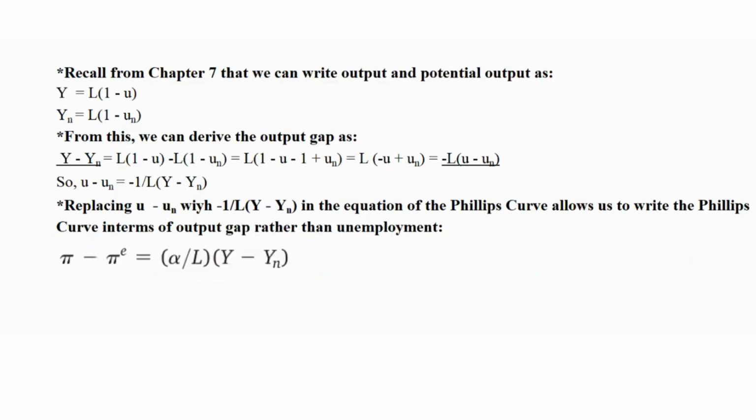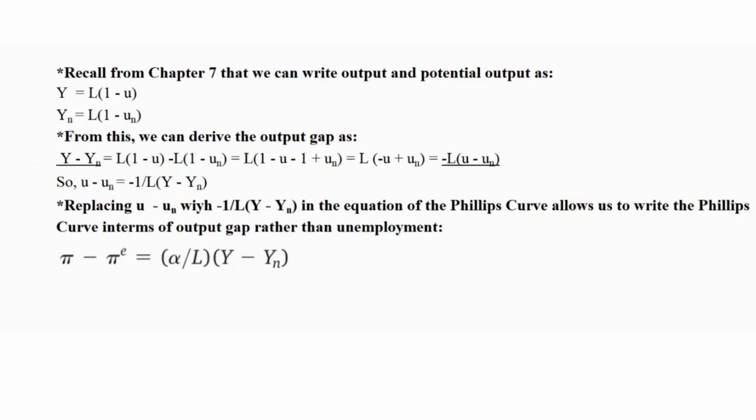So let's see how we will do this. We will recall from the previous chapter, from chapter 7 of the text, that output and potential output can be written as follows. This was shown in an earlier video on the WS-PS model as well, where we showed y is equal to L times (1 minus u), and hence when u is equal to un, y is equal to yn, which is L times (1 minus un).